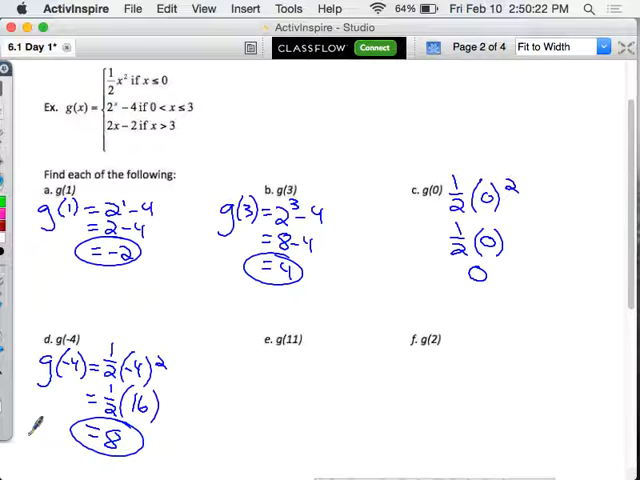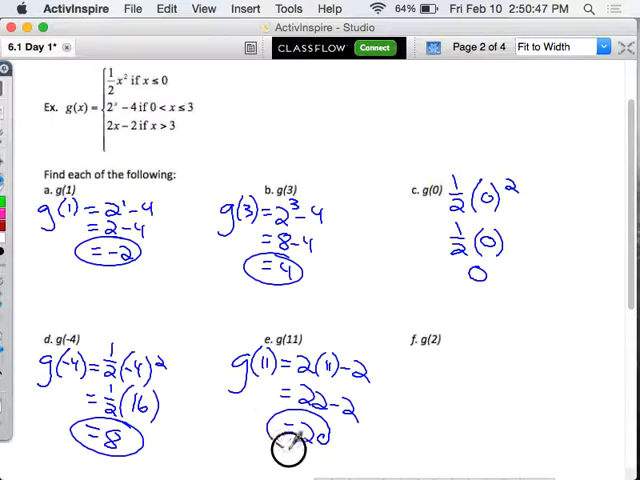All right, g sub 11. Is 11 less than or equal to 0? No. Is 11 between 0 and 3? No. Is 11 greater than 3? Yes. So for g sub 11, we're plugging into this third equation. So g sub 11 equals 2 times 11 minus 2, which is 22 minus 2, which is 20.